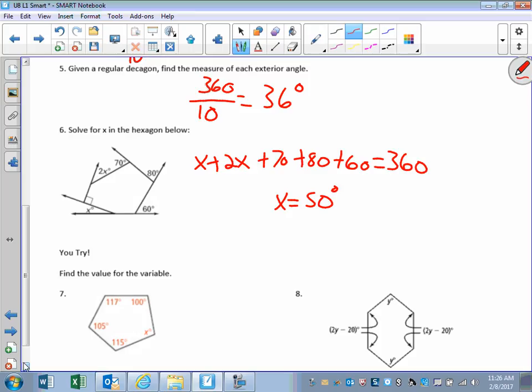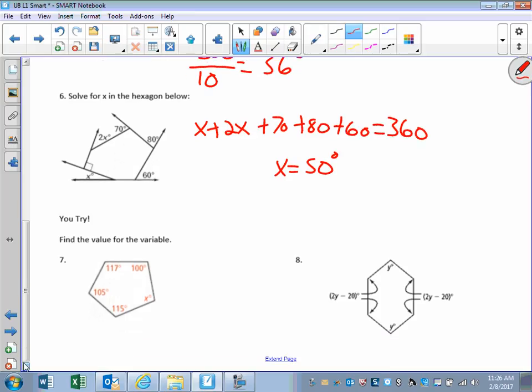Okay. I want you to try 7 and 8 real quick. I'll give you a second, and I'm going to put the answers up. For 7, you should have got x equals 103. And for number 8, you should have got y equals 380 divided by 3. That wouldn't give you a whole number, so you can just leave it like that.